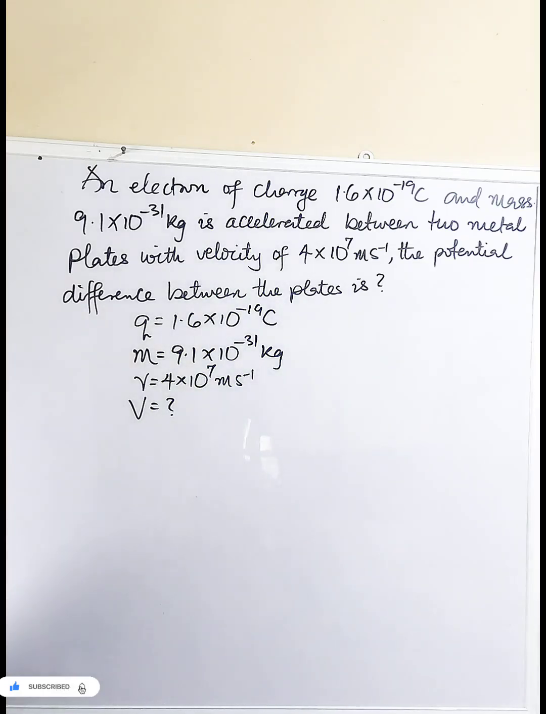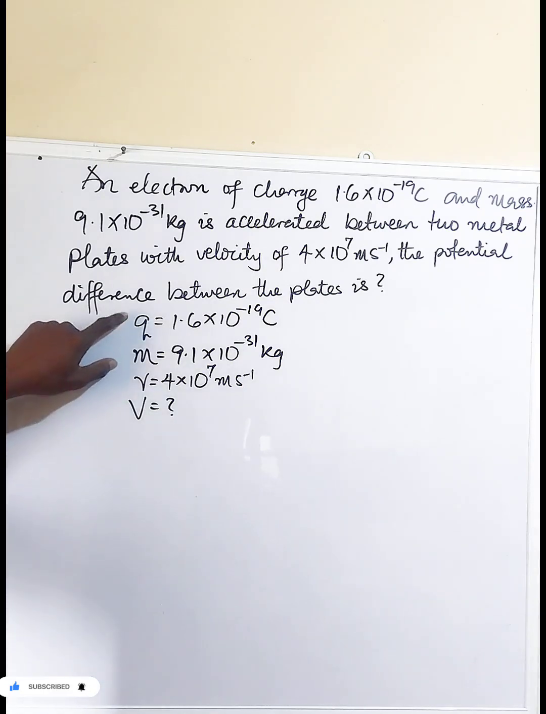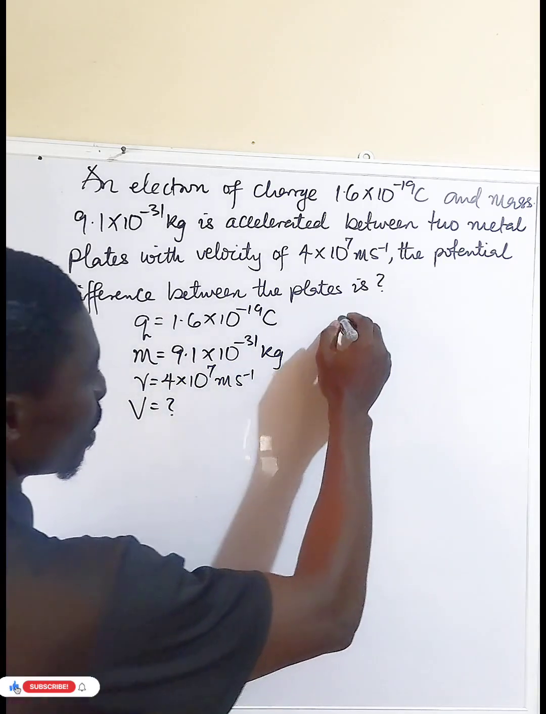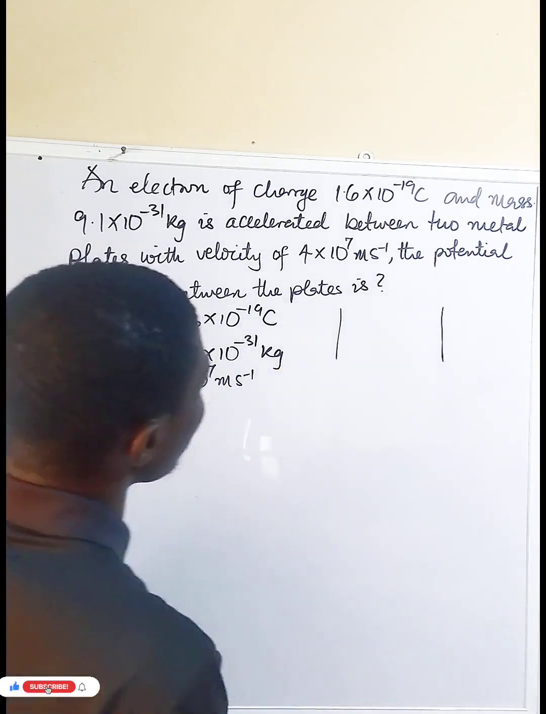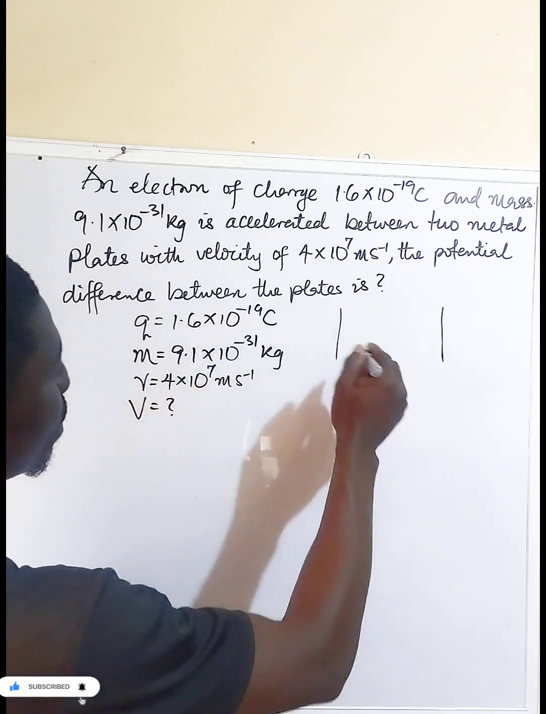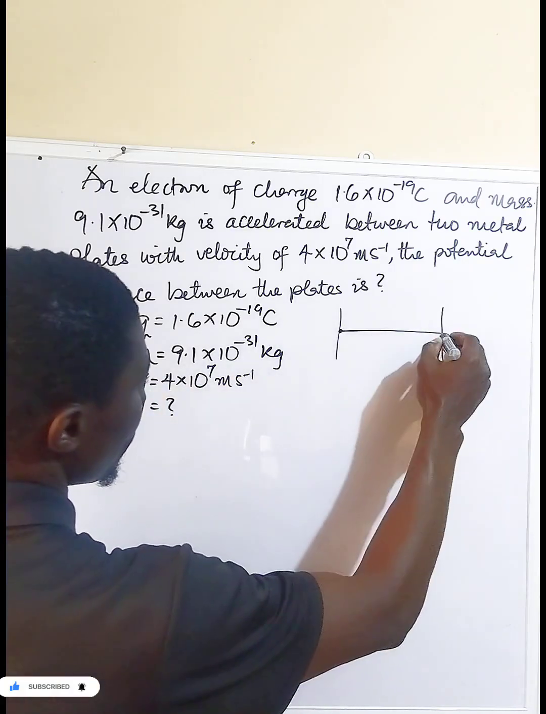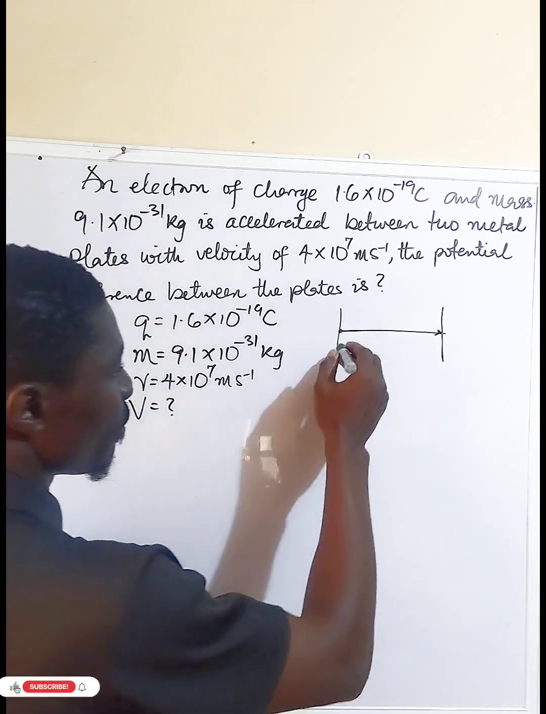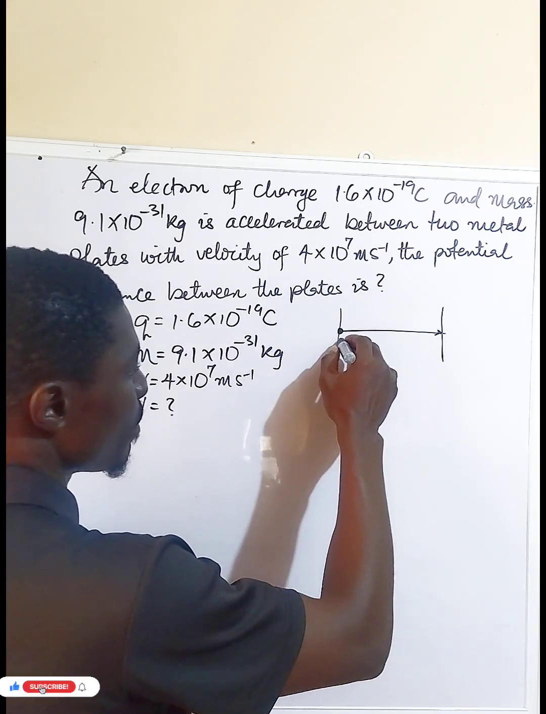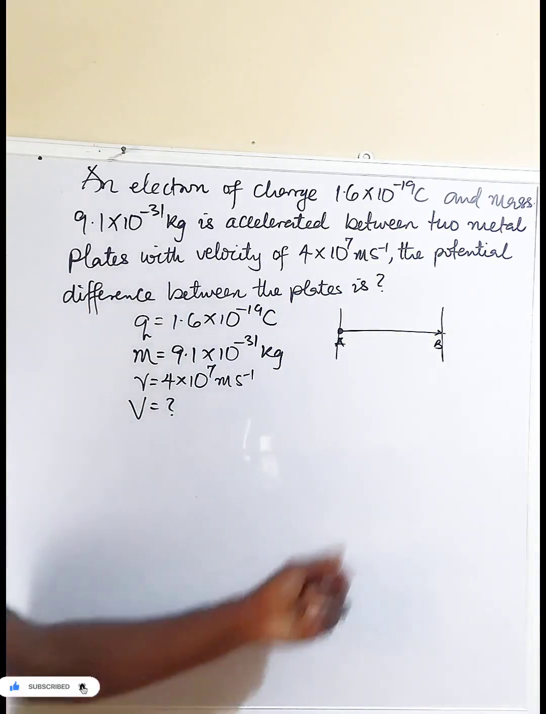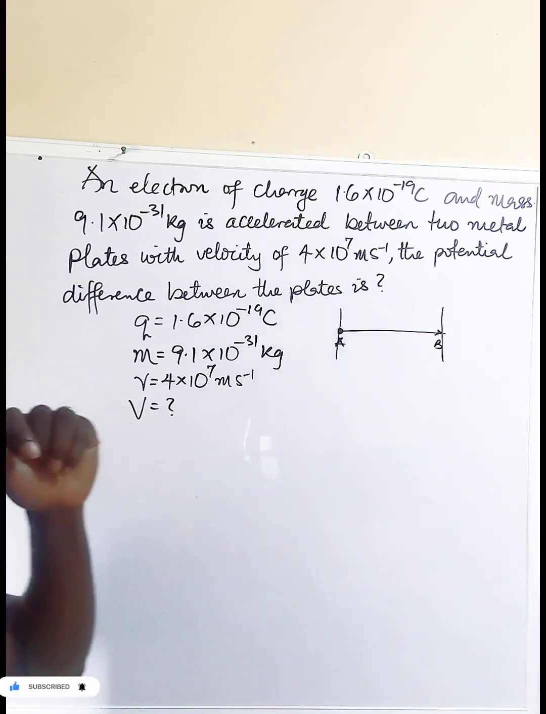Now what equation relates all these terms? Take note. Let us assume these are the two plates, and an electron is accelerated between them. Which means there is work done for the electron to move from here to B, which involves what? Energy.